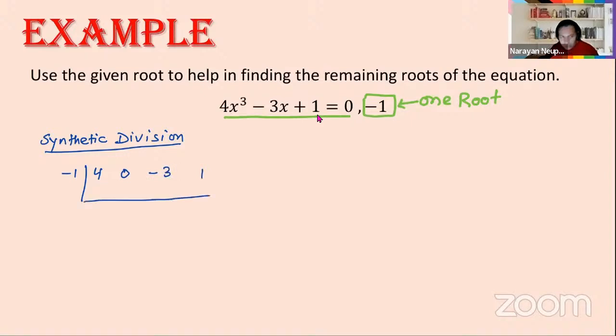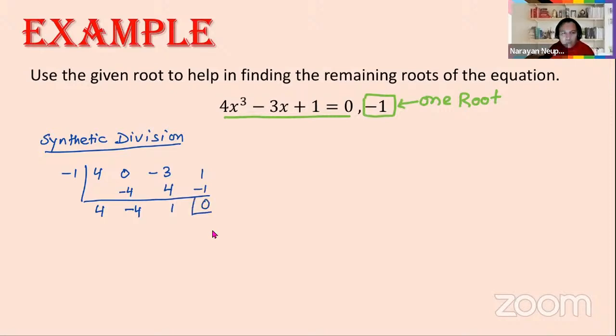Now to perform the synthetic division, we bring this 4 down. Then we multiply -1 with the 4, so that becomes -4. And we add these two numbers. That's a -4. Again, we multiply -1 with this -4. -1 times -4 is +4. Then we add these two numbers, which will be 1. Next, we multiply -1 with +1, which is -1. And then we add these two to get a 0.